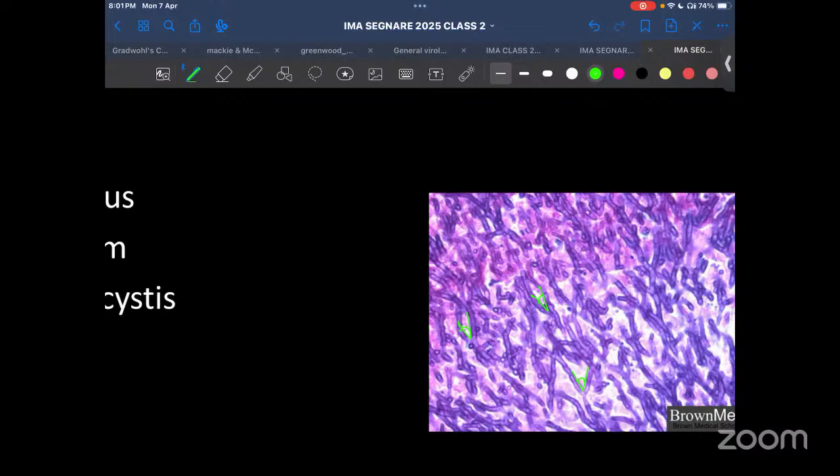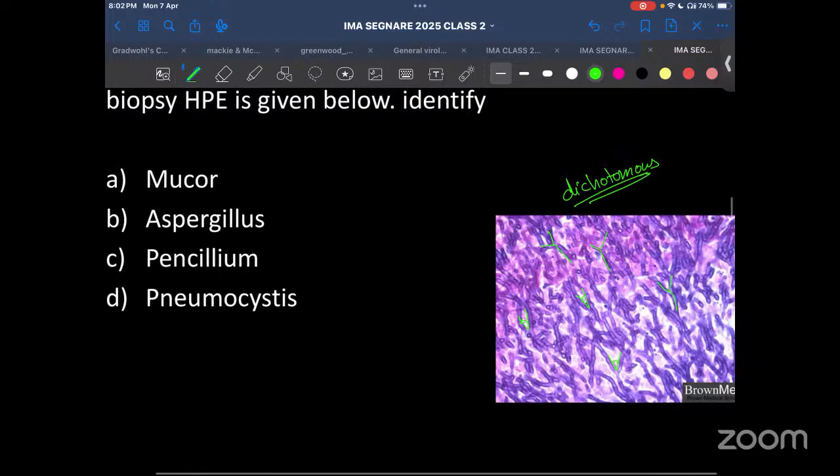Now anything else? See, one branch comes and gives rise to two branches. This is dichotomous branching. So septate hyphae with narrow angled branching and dichotomous branching pattern is seen in Aspergillus. This is typical of Aspergillus. If you see this image, it is Aspergillus.